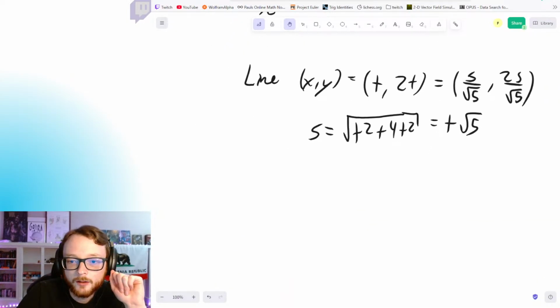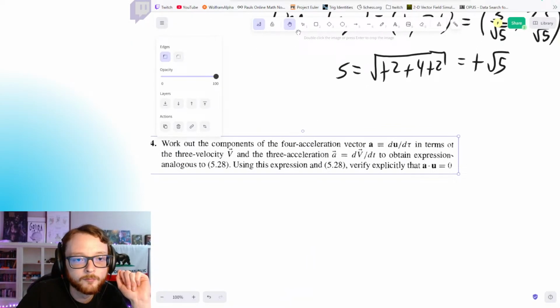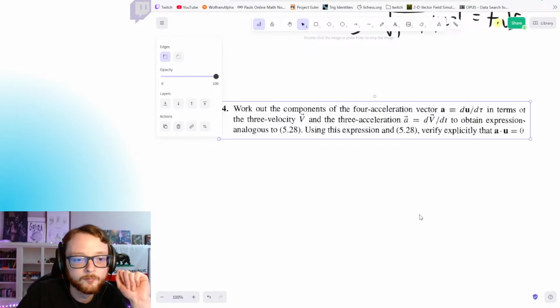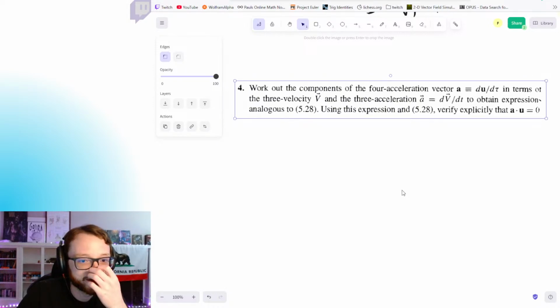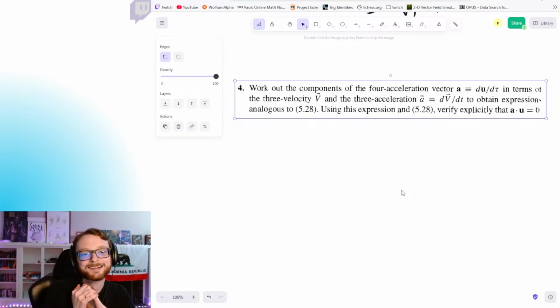Next up, I got number 4. Oh yeah, okay. We're no longer in S land. All the components of the 4 acceleration vector A is defined as du d tau in terms of the 3 velocity v and the 3 acceleration A equals dv dt to obtain an expression analogous to 5.28. I didn't grab that. I don't know why I didn't.